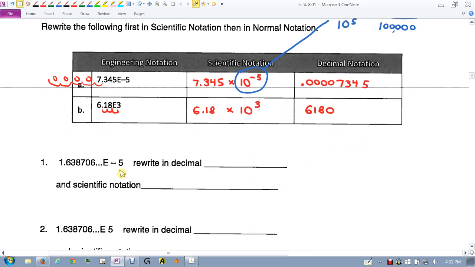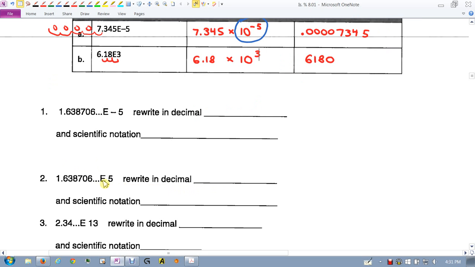I'll just walk you through this. What would you do with the decimal point here if you want to write this as a decimal? Which way am I going? Left 5 places? If I rewrote it with scientific notation, it would be this number times 10 to the negative 5. Decimal notation, move it which way? Right 5. Scientific notation, this number times 10 to the positive 5.